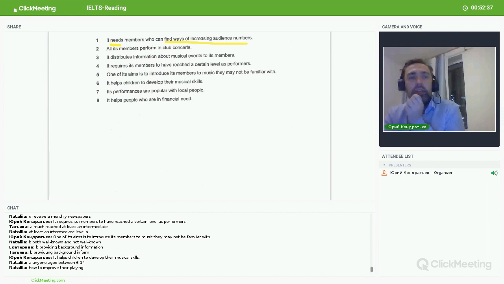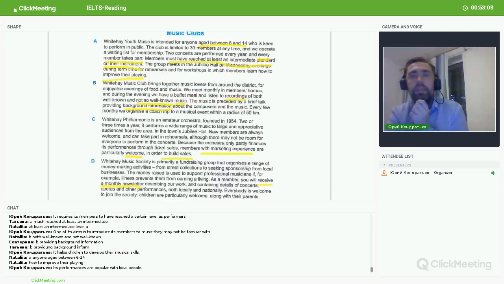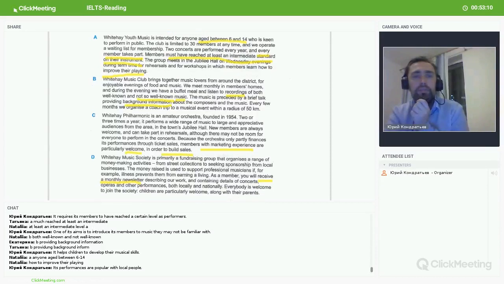Let's do two more. Its performances are popular with local people. So we need the word popular and local people. Maybe performances can also be paraphrased, but don't pay attention to it because it will be used virtually in every text. So its performances are popular with local people. I will copy this for you. Here are the texts.